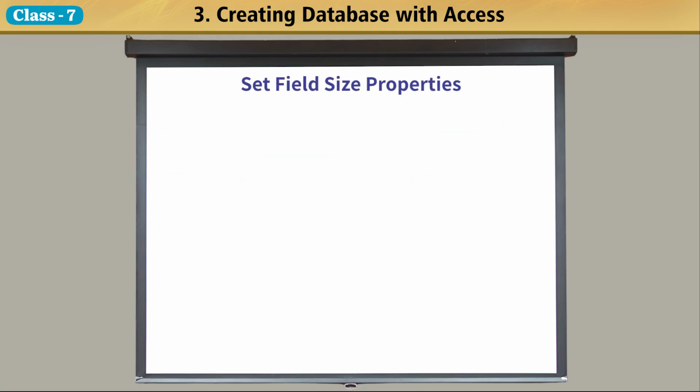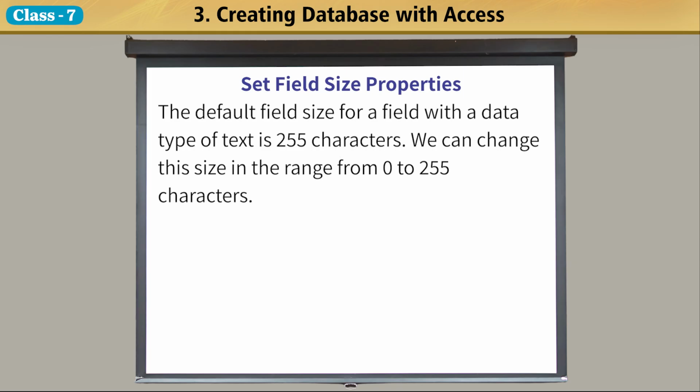Set field size properties. The default field size for a field with a data type of text is 255 characters. We can change this size in the range from 0 to 255 characters. Let's learn to set field size properties.